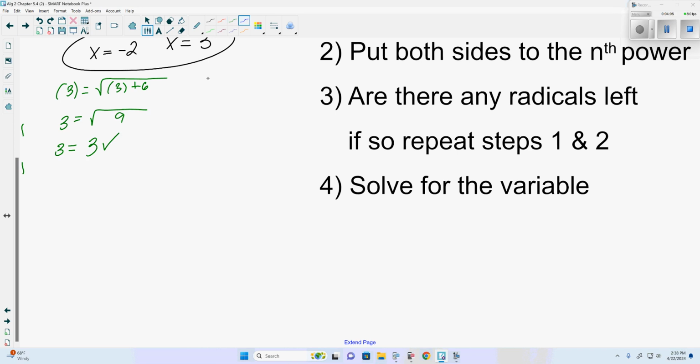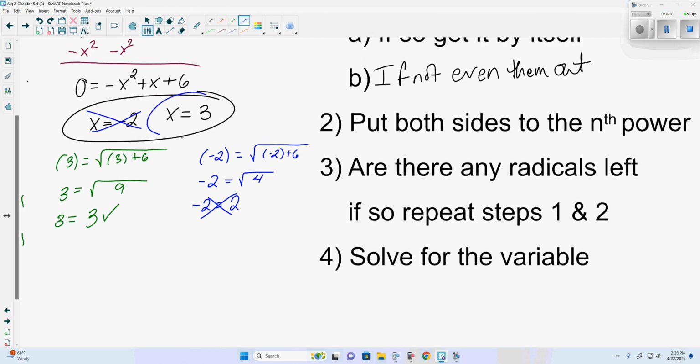Let's check the other side. Other number, negative 2 is equal to the square root of negative 2 plus 6. Well, the left-hand side, we would have negative 2. Inside the radical, negative 2 plus 6 is 4. And the square root of 4 is 2. So is negative 2 equal to 2? No. So x equals negative 2 is not one of our solutions. So the only solution that worked that we got was x is equal to 3.